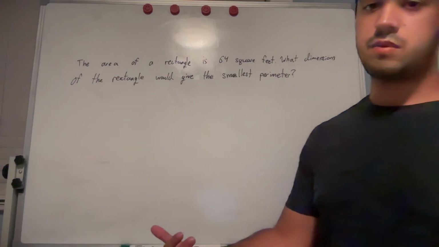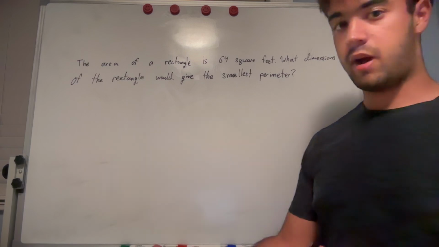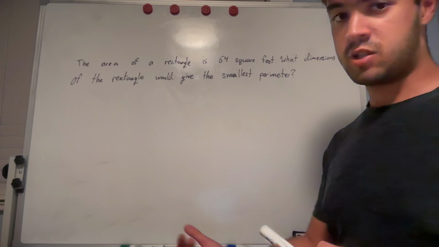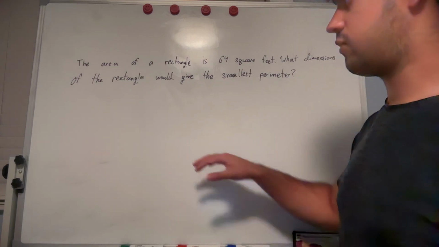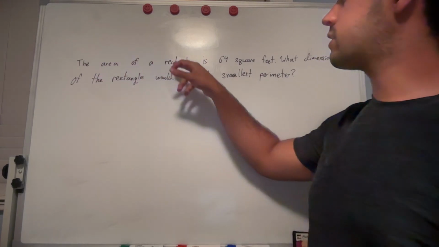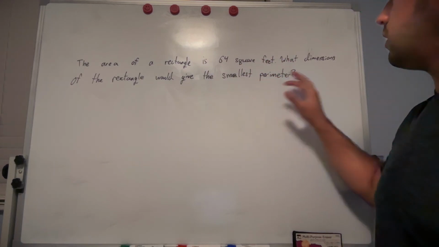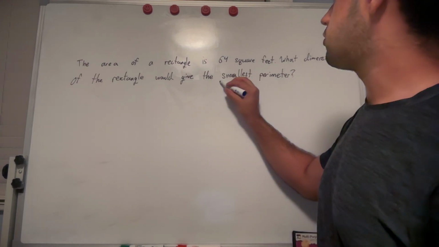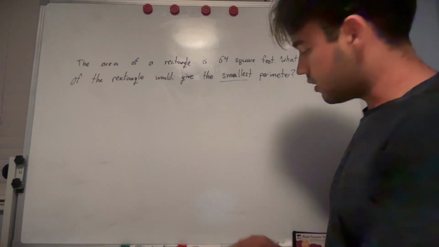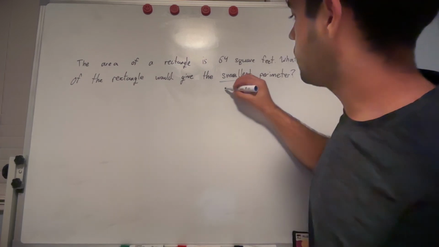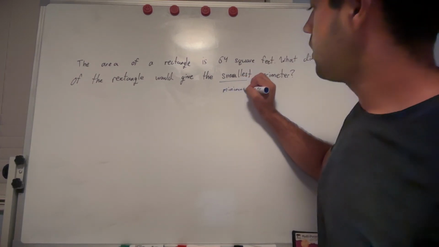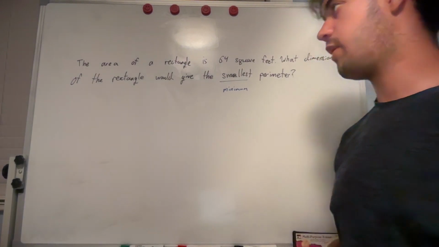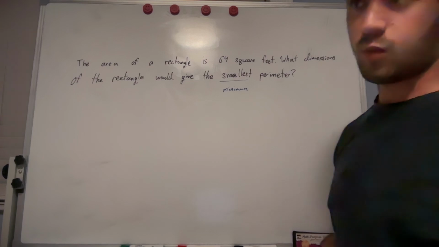Now, to optimize means to maximize or minimize some sort of value. So you're going to know that it's an optimization problem in the question. For instance, here it says the area of a rectangle is 64 square feet. What dimensions of the rectangle would give you the smallest perimeter? Smallest means that we're trying to achieve some sort of minimum. And that means that we're going to be optimizing. And of course, with anything in calculus, we're also going to be deriving.